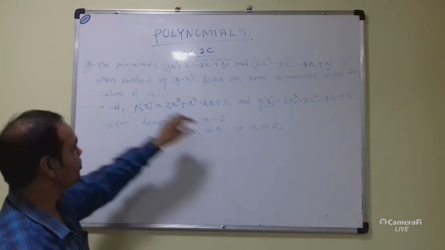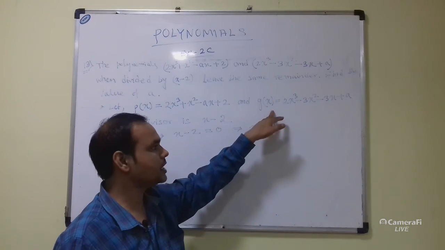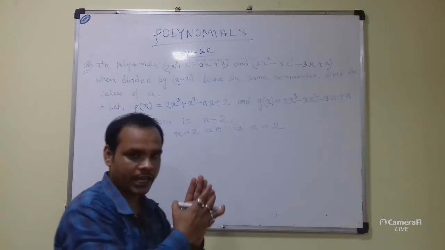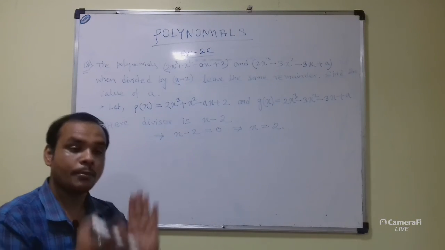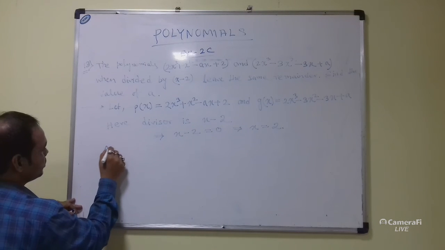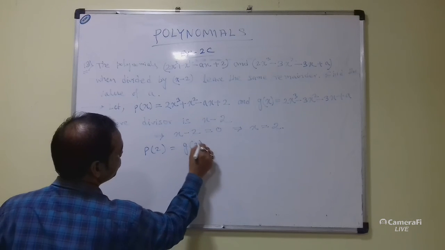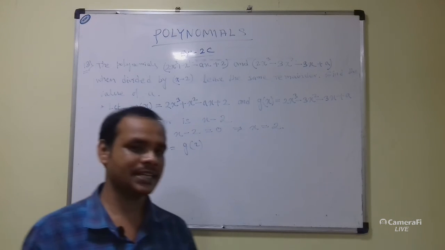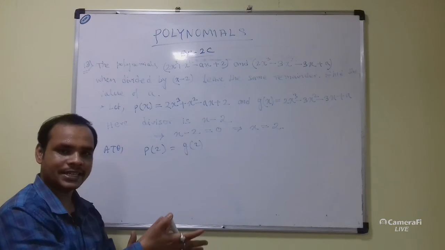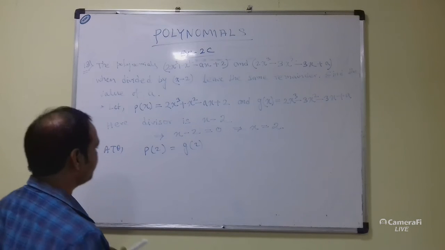So when we put the value of x in p of x, we will get one remainder, and when we put the value of x in g of x, we will get another remainder. So in both cases we will get two remainders. But according to the question, students, p of 2 equals g of 2, because both the remainders are the same. Now put the value of x, calculate it and find the value of a.